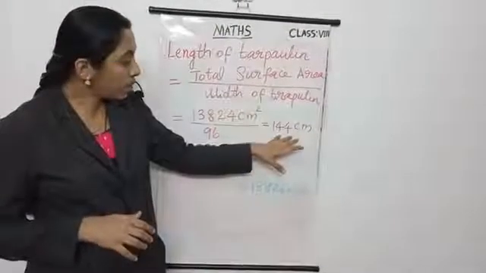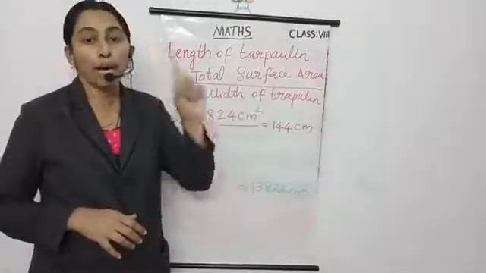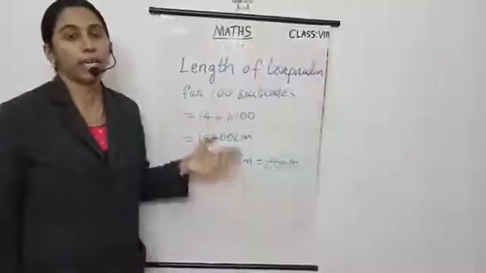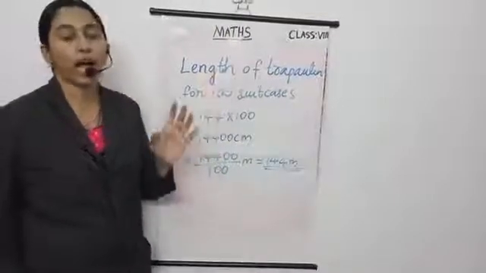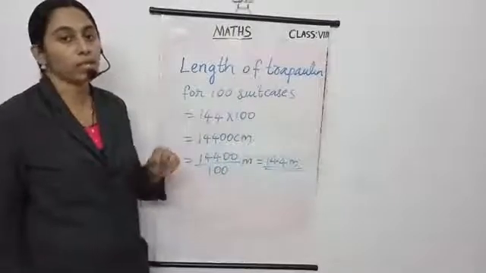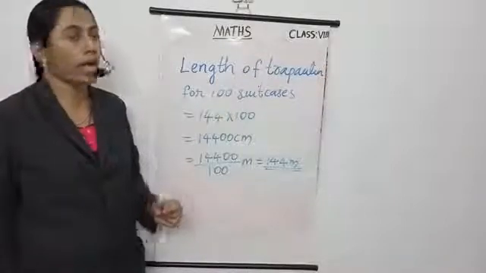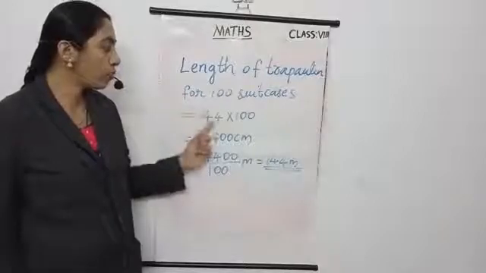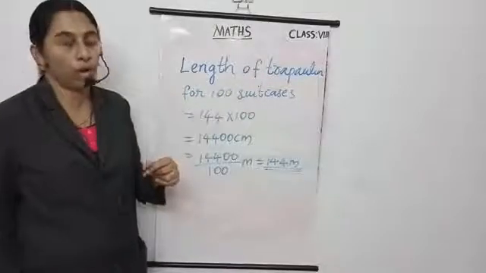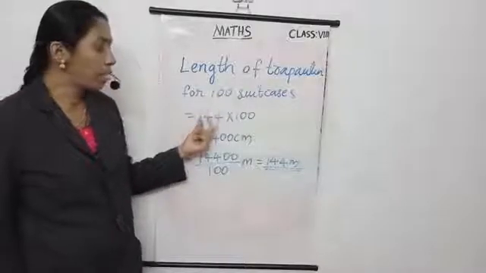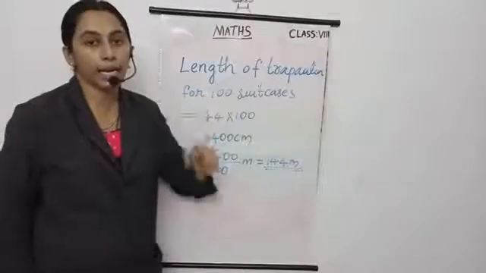So we need 144 centimeter tarpaulin for one suitcase. Next we need to find the total length of tarpaulin for 100 suitcases. We know the number of suitcases, 100, and the length of tarpaulin for one suitcase is 144. So multiply 100 with 144, and we get the length of tarpaulin for 100 suitcases.